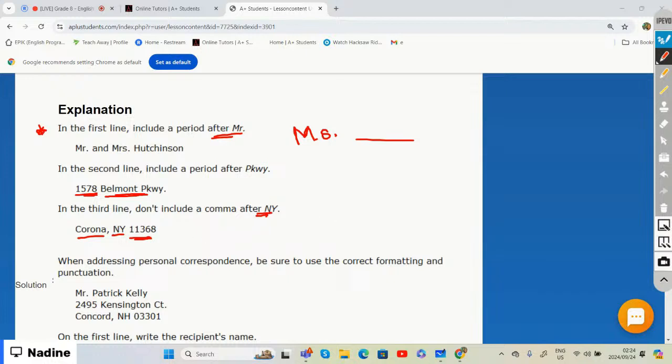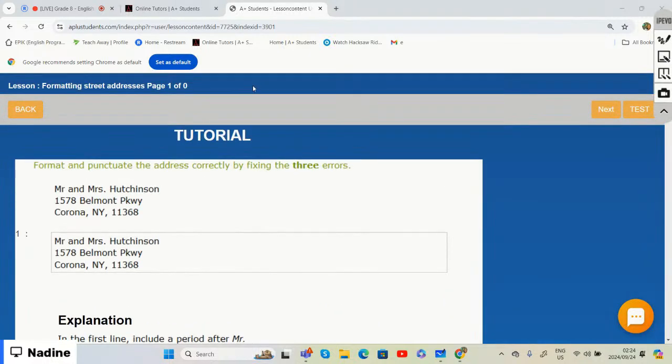All right. So now we're going to look at a few activities where we are going to correct errors when it comes to formatting our address, right? Here it says we need to format and punctuate the addresses correctly by fixing three errors. So they're already telling us that there are three errors within this address. So we're going to underline the errors that we will see within that address.